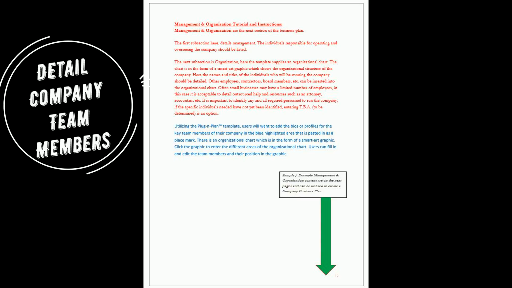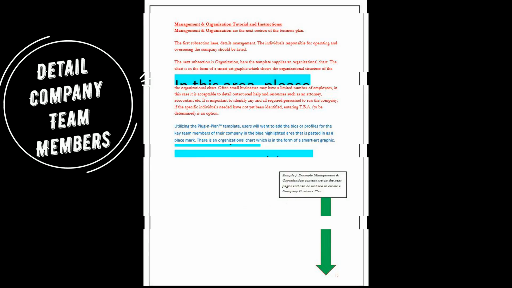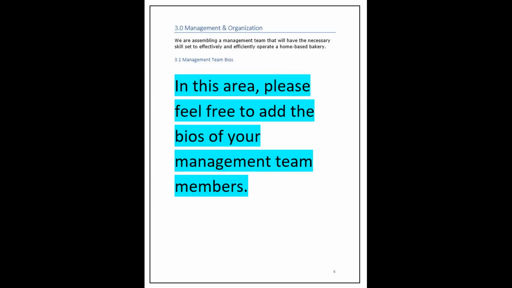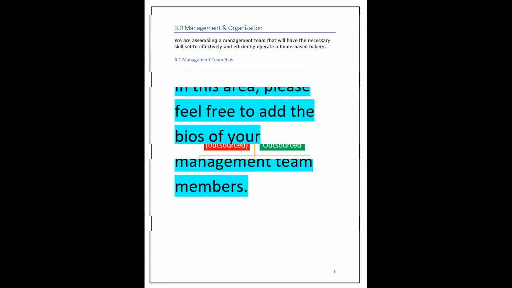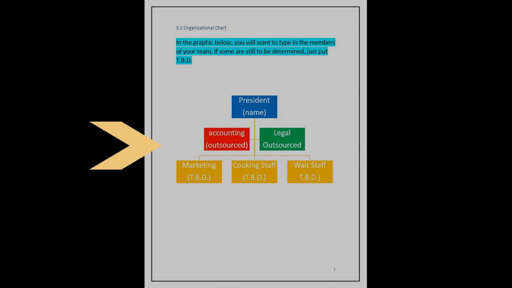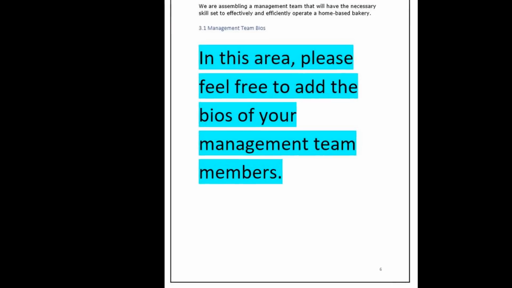Often, small businesses may have a limited number of employees. In this case, it is acceptable to detail outsourced help and resources such as an attorney, accountant, etc. It is important to identify any and all required personnel to run the company if the specific individuals needed have not yet been identified. Entering TBA, to be determined, is an option.